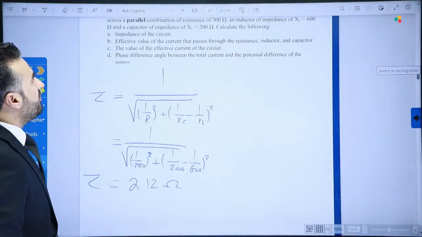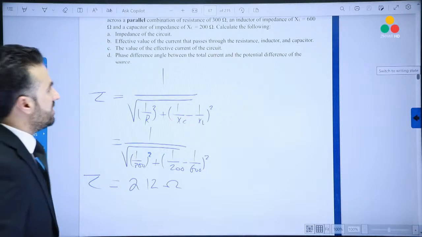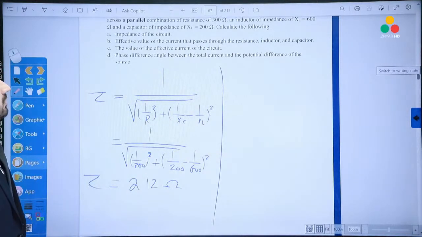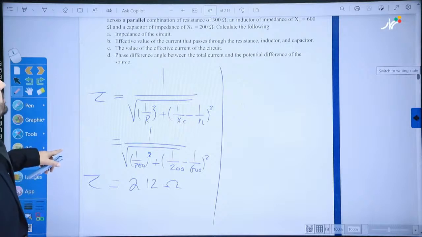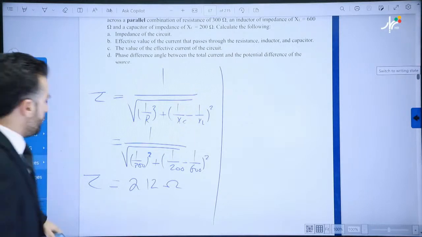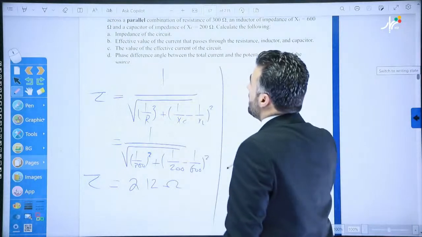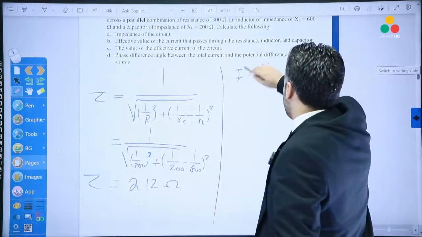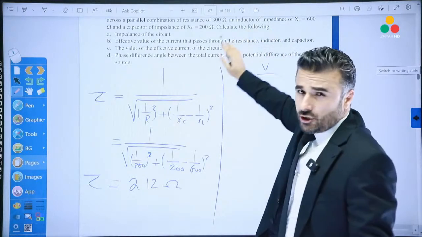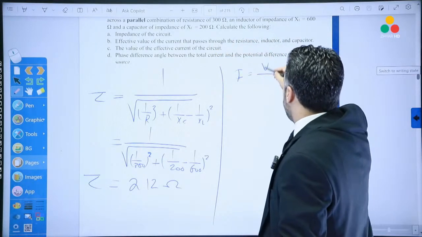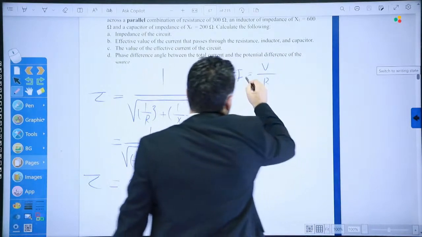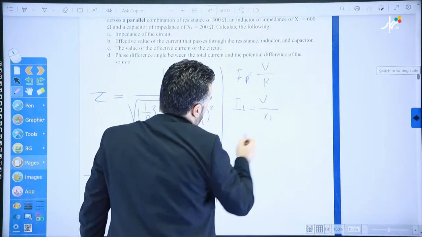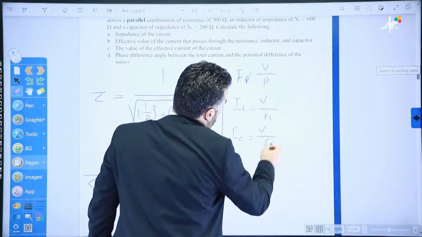The second part says the effective value of the current that passes through the resistance, the inductance, and the capacitance. So now we have the voltage of the source, yes? Do we have the voltage for the source? Because if we do, then of course we will be able to find each one of these. So the voltage of the source is going to be the same over each component since it is parallel. So V over R here, that is IR. And of course, IL equals V over XL. And for IC, it is going to be V over XC here.